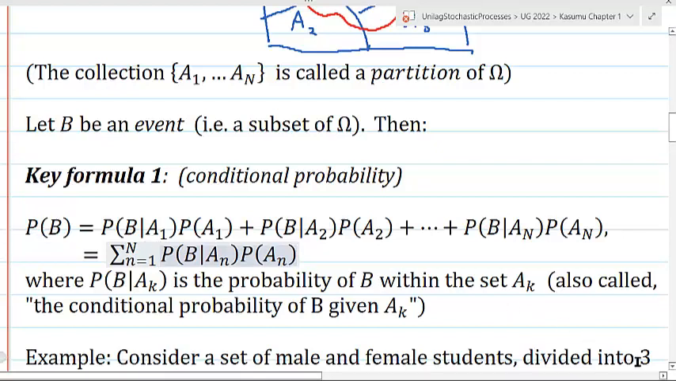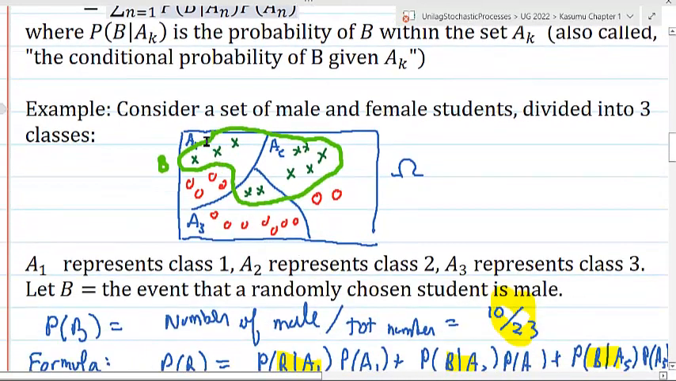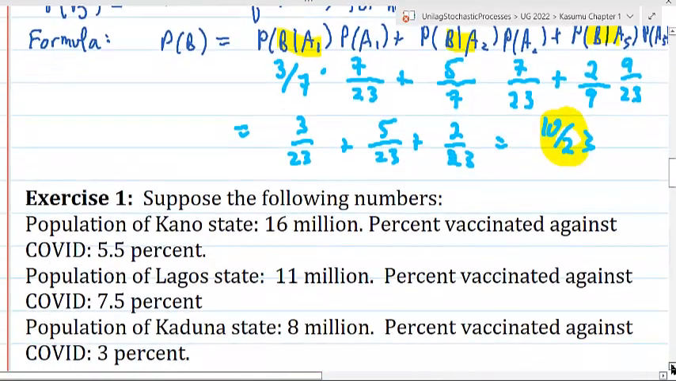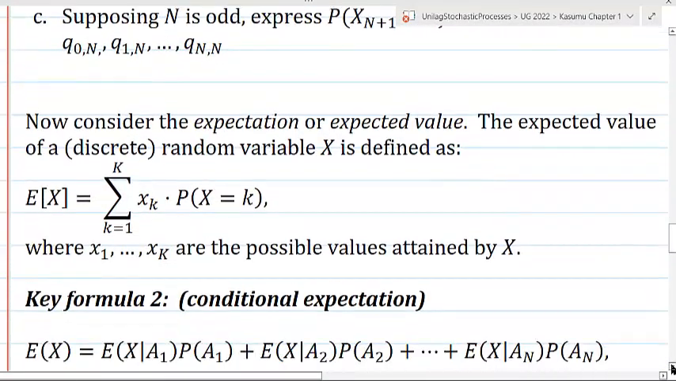We gave some examples of students. So here you see the event B, you see the partition A1, A2, A3. And we can find the probability of B in terms of the probabilities of B conditioned on each set in the partition. So we saw that. And we have two exercises for you to do. So that was last time.